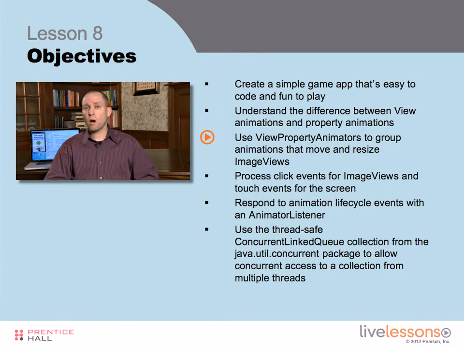Now, in Android 3.1, as part of property animation, they introduced a new class called a View Property Animator. And the thing that's nice about it is it allows you to group several different animations on a given object and execute them all in parallel. And in this app, each spot on the screen is not only going to be moving, which is one animation, it's also going to be shrinking, which is a second animation. So we'll use a View Property Animator to perform the animations on each of the spots.